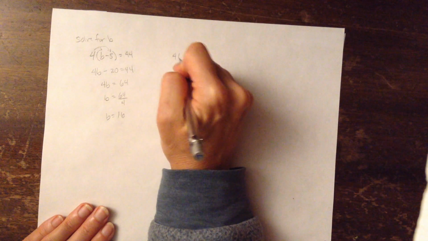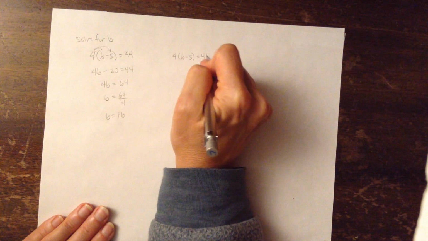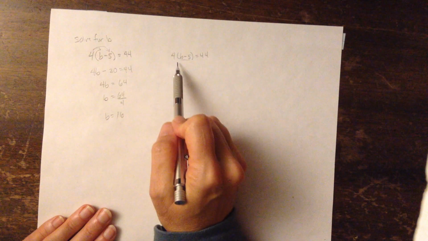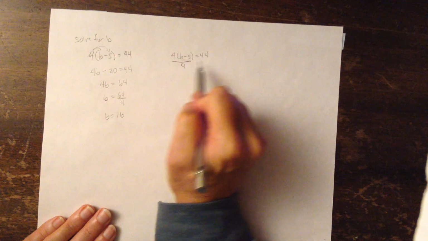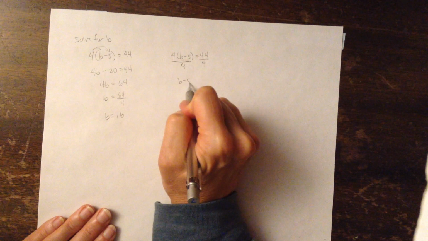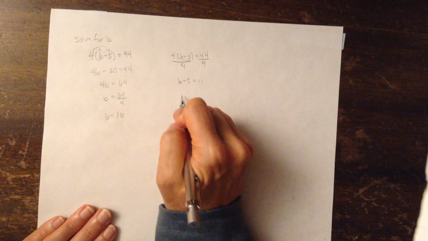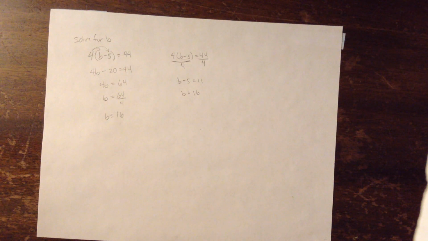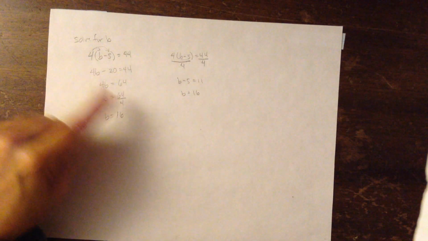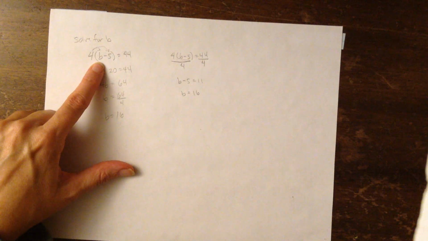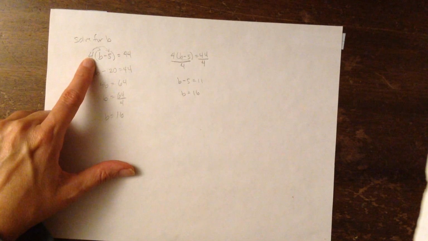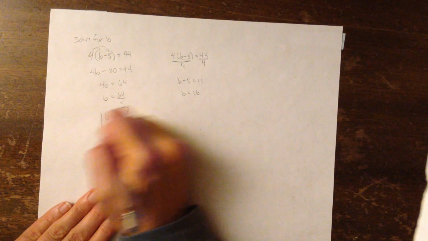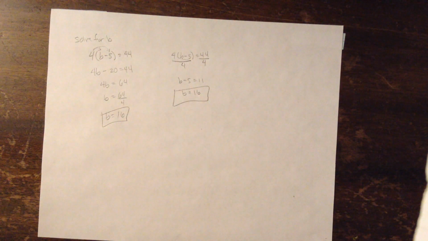Another way to go, because what's happening is this set of parentheses is being multiplied by 4, you could divide both sides by 4, and you get b minus 5 equals 11. Add 5 to both sides, you get b equals 16. And so probably b equals 16 is right. You should plug in and check, and it's actually not difficult, because if you plug in b equals 16 in here, 16 minus 5 is 11 times 4 is 44. So we know that this is right, and that was two different ways to go. And that's generally the case with equations, is you got more than one way to solve them.